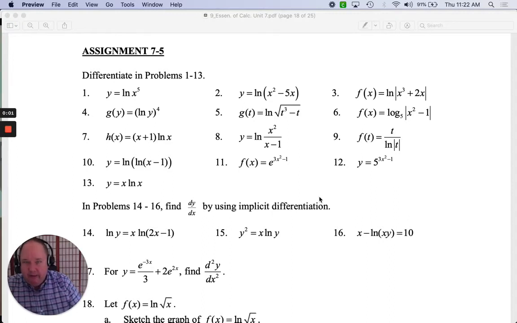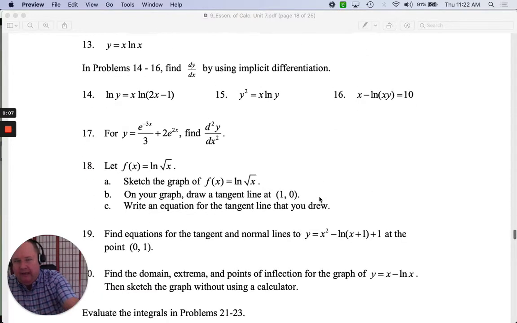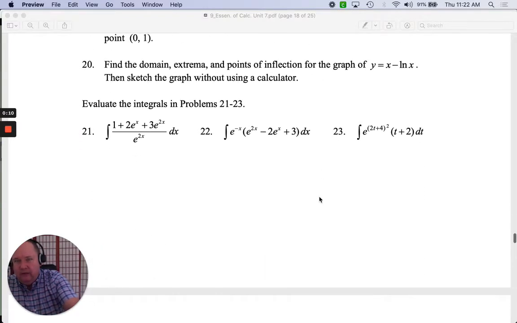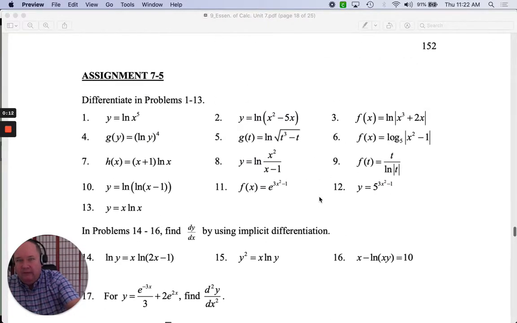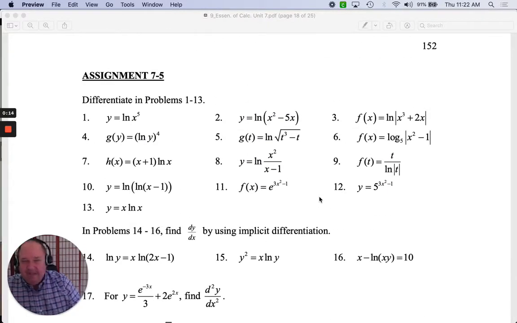Assignment 7.5. So this lesson was on derivatives of logarithms and integration. All right, let's do this. So let's start with derivatives first.